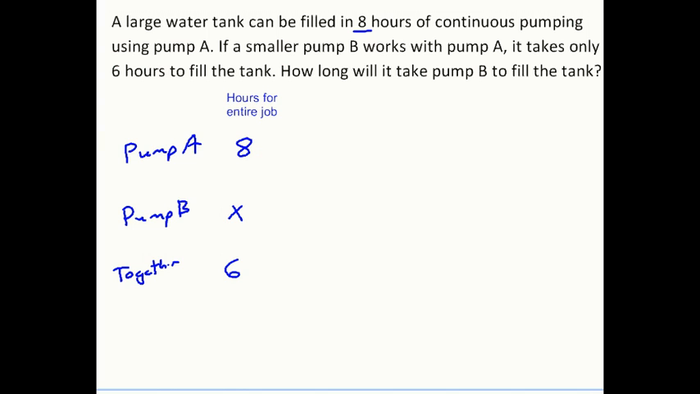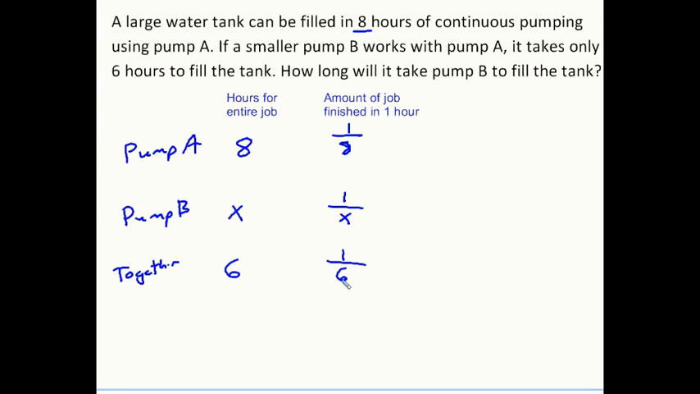Now here's an important concept that's really going to help us figure these out. We want the amount of job finished in 1 hour. So how much of the job is getting finished in just 1 hour? If it takes 8 hours for pump A to finish the job, it's just going to be the reciprocal of that. It's going to get 1/8 of the job finished each hour. For pump B, we don't know how long it takes, but it's going to be 1 over x jobs per hour. And then together, if it takes 6 hours, they would get 1/6 of the job done in 1 hour. And that's an important concept to understand.